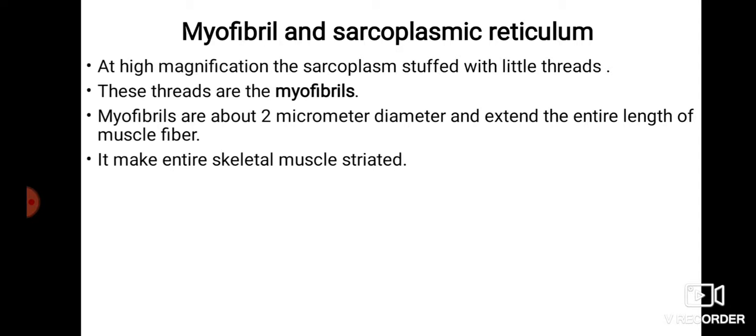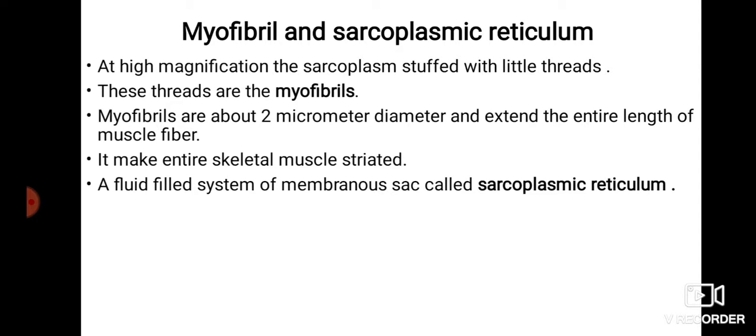These thread-like structures are myofibrils, which make the skeletal muscle striated. That gives the muscle lines with some dark and light bands. These fibrils make the light and dark bands. Next is the sarcoplasmic reticulum.